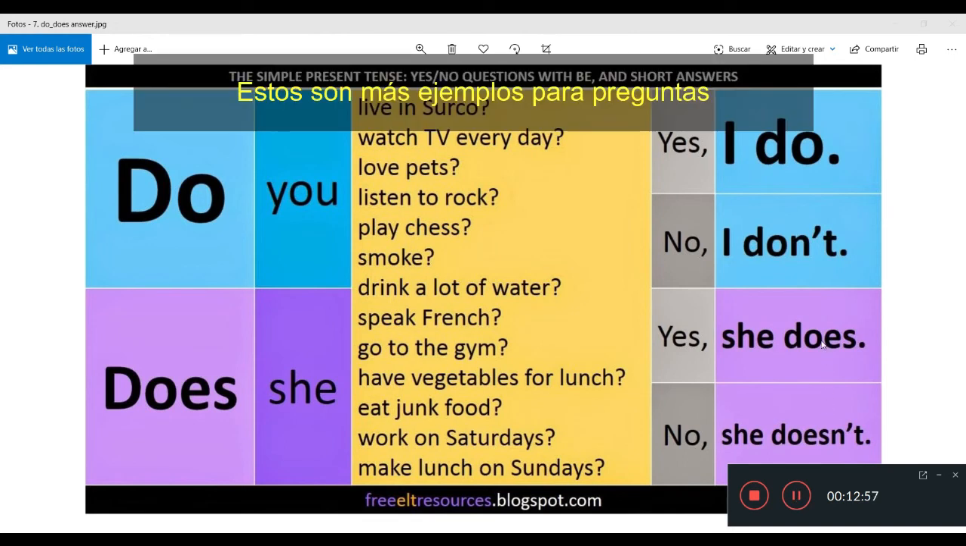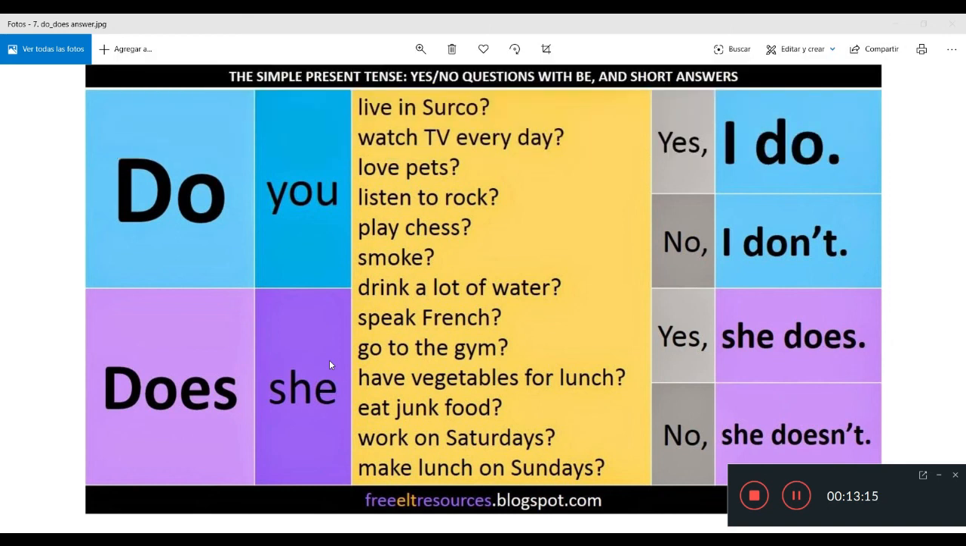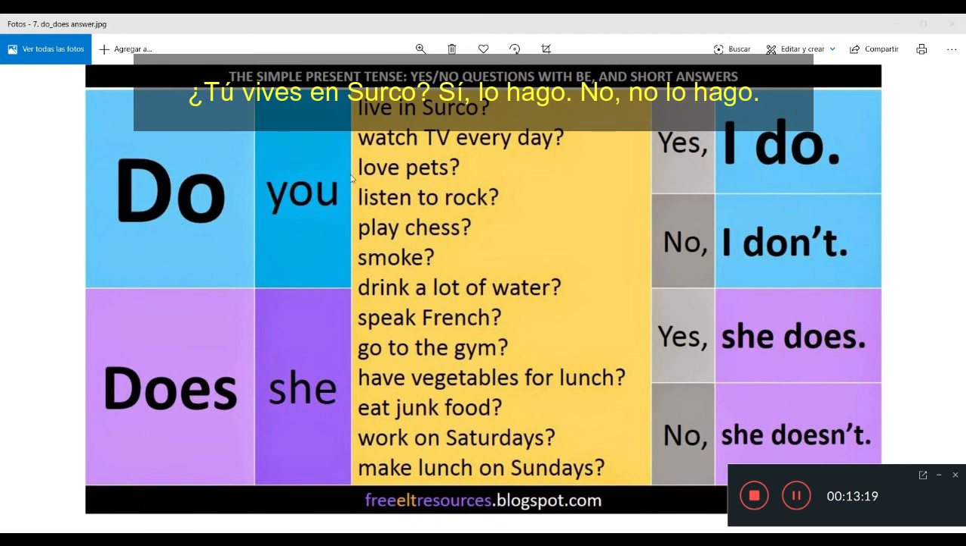These are some more examples of questions. The way to answer them in a short manner is yes, no, plus the pronoun, plus the auxiliary verb in affirmative or in a negative way. Let's start. Do you live in Surco? Yes, I do. No, I don't.